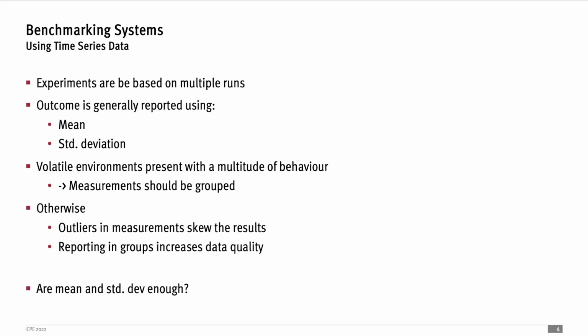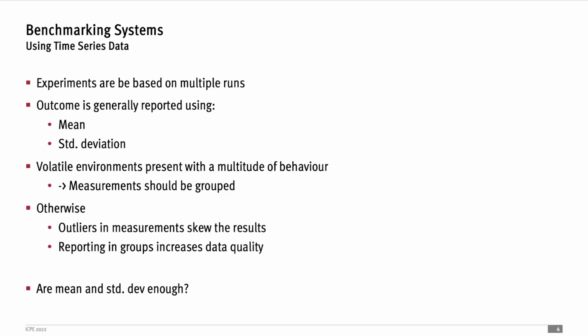So if we look at how this is generally done in benchmarking systems and reporting it in time series data, experiments are generally based, and of course should be based, on multiple runs, and the outcome of those runs is generally reported with a mean or a standard deviation, as already mentioned. However, volatile environments present a multitude of behaviors which can influence those measurements, right? So those measurements should be grouped by their behavior, right?